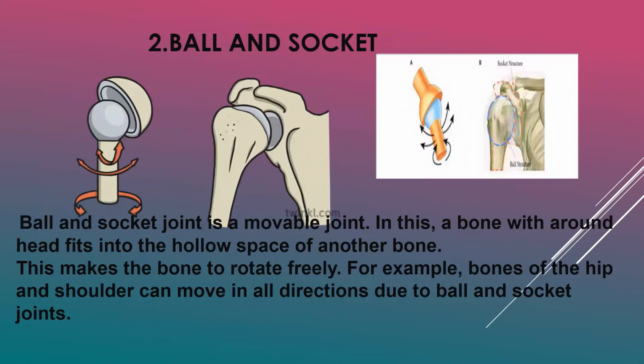Next is about ball and socket joint. Ball and socket joint is a movable joint. In this, a bone with round head fits into the hollow space of another bone. This makes the bone rotate freely. For example, bones of the hip and shoulder can move in all directions due to ball and socket joints.